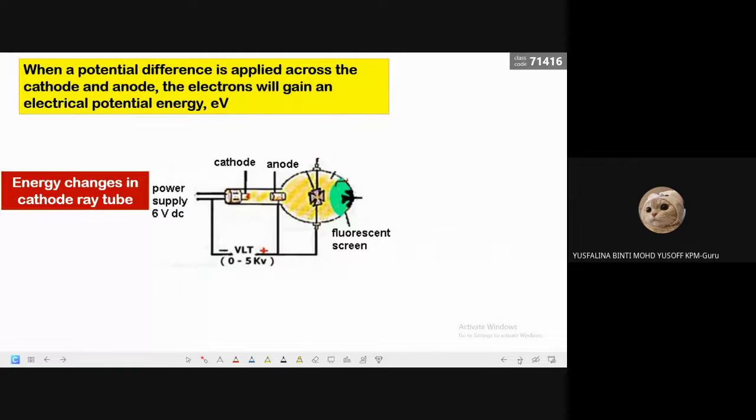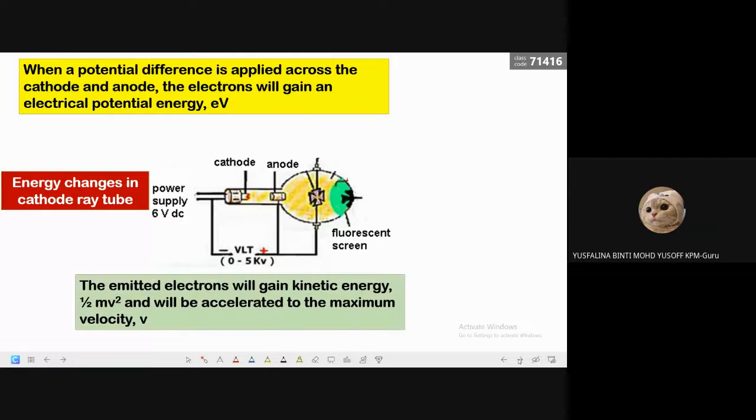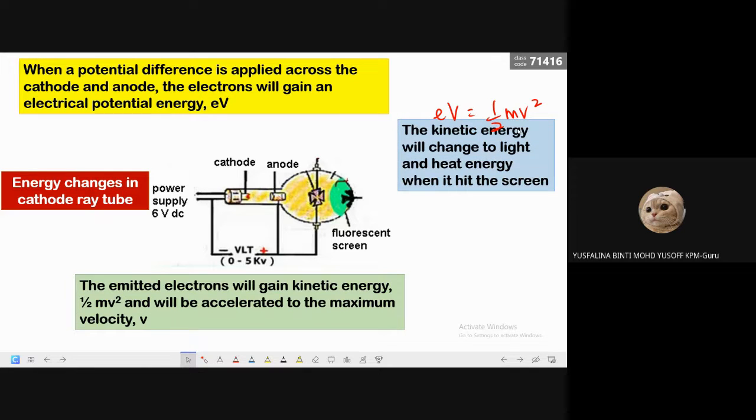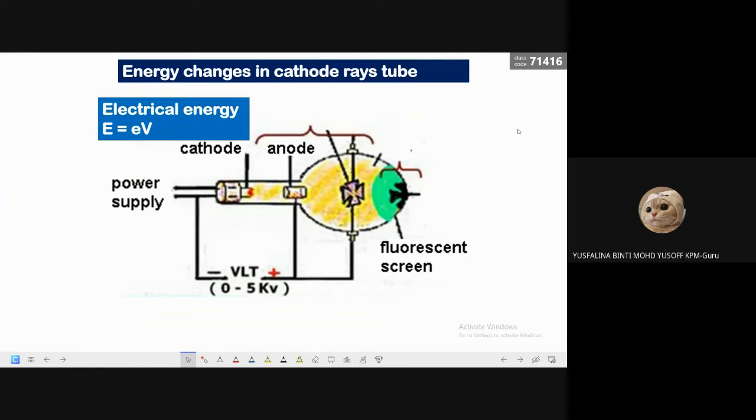How to determine the velocity? This is the formula. We assume, because this is in a vacuum, there will be no lost energy. So what is eV? eV is the electron energy. The electron energy then gains kinetic energy, half mv squared, so it accelerates to maximum velocity. The kinetic energy will change to light and heat energy when it hits the screen. So this is the conversion.